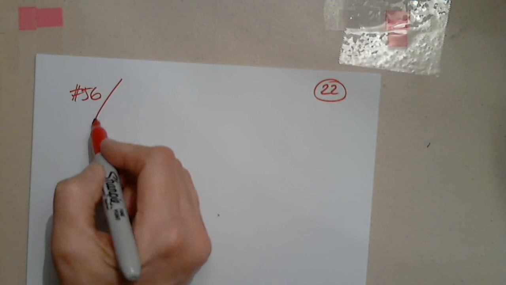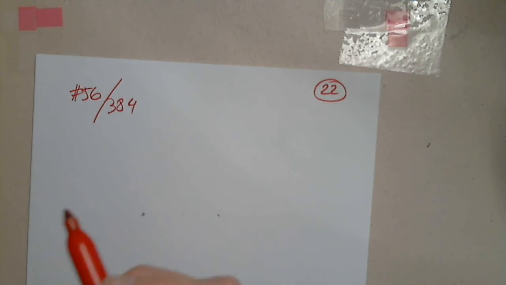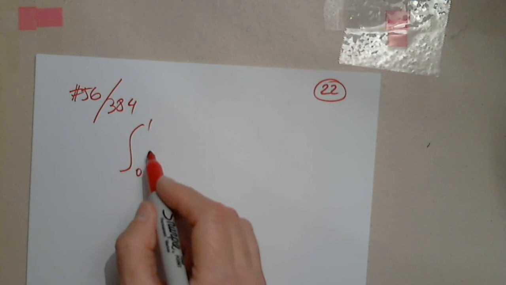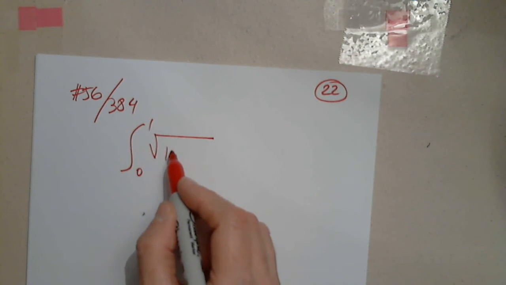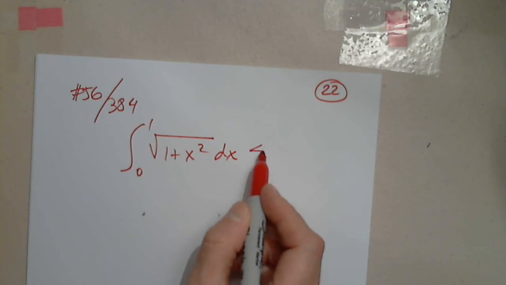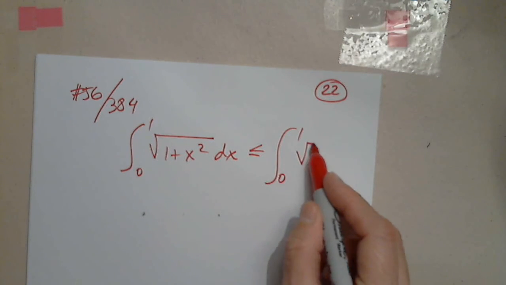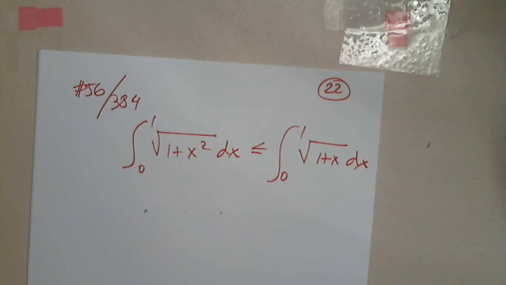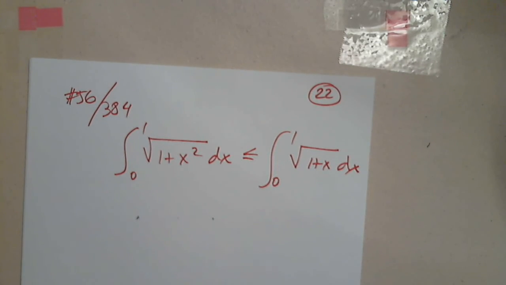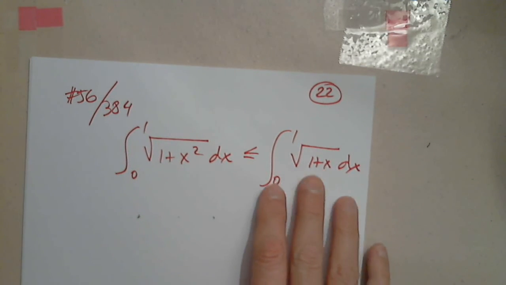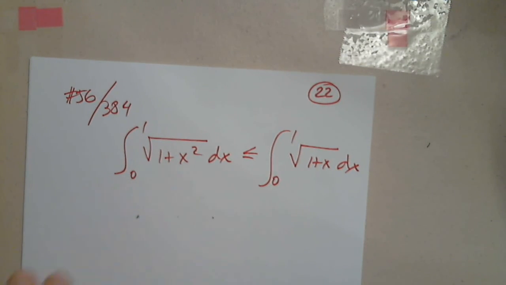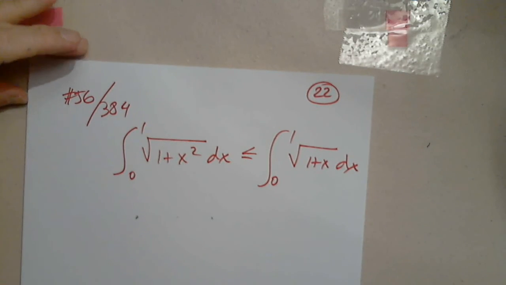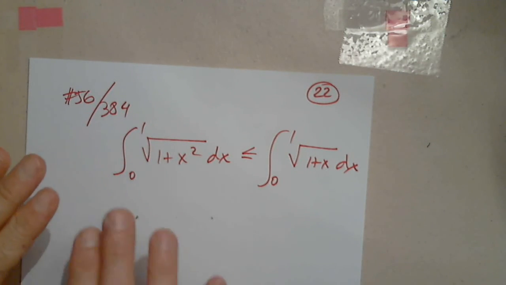So I'm looking at problem 56 on page 384. And they're asking us to show that this is the case. We're not asked to evaluate anything. And for this one we have a technique right now, but for this one we don't. You have to wait till Calc 2. But we're not asked to evaluate anything, we're just asked to show that this is less than that.